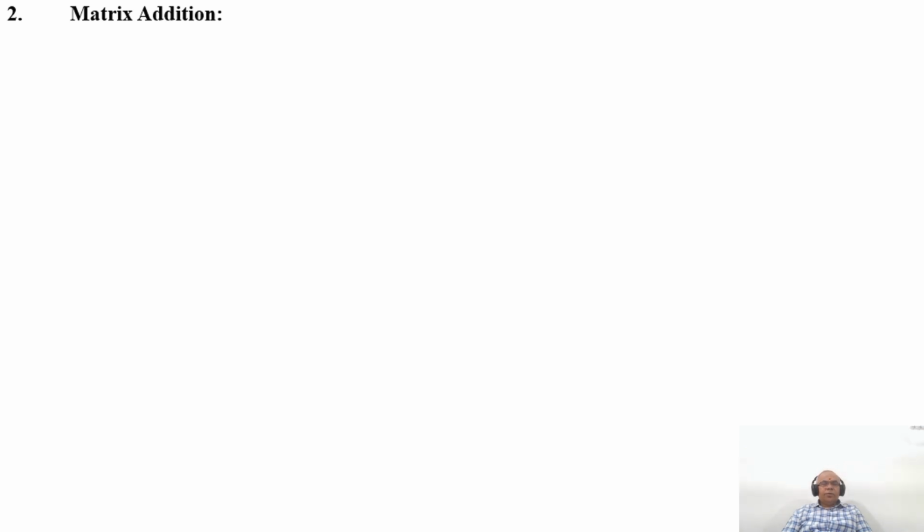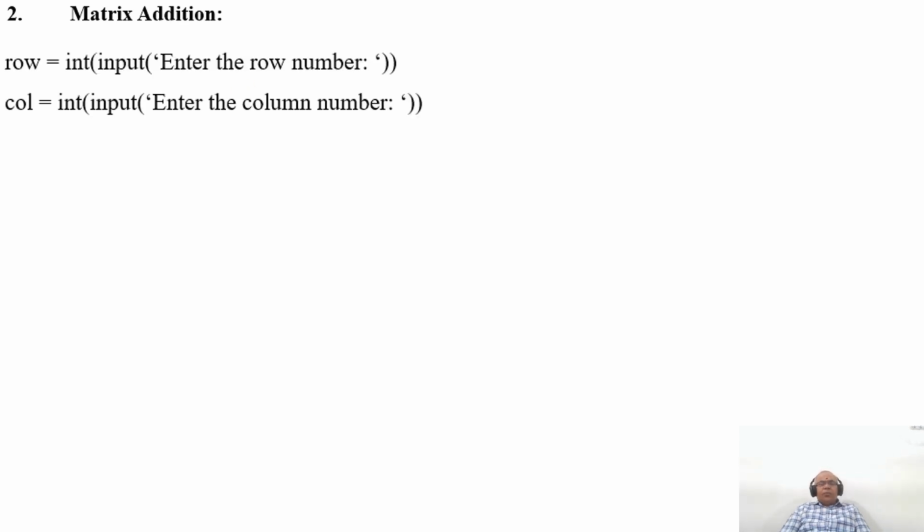In this video, we are going to take up one more Python program: how to add two given matrices using Python. To do that, first we will consider the two matrices. I want to give the input to the two matrices. How do we give the input? First, I need to take the size of the matrix. What is the size of the matrix?